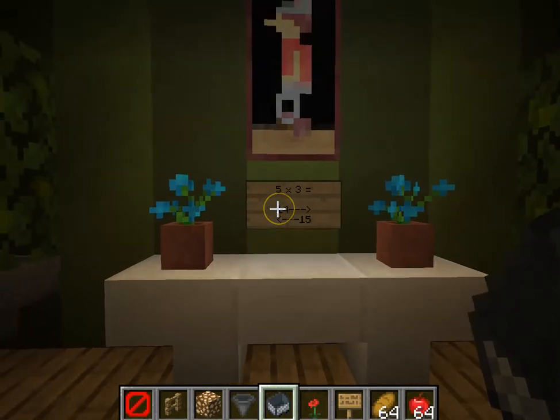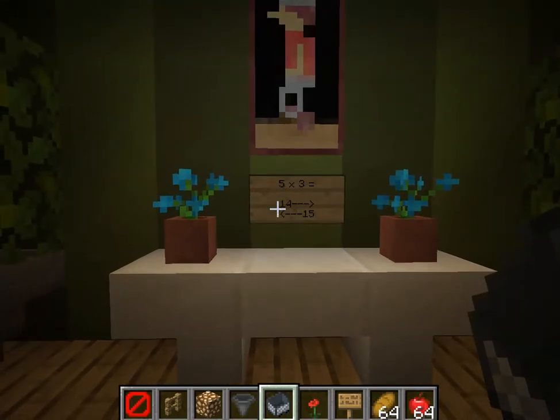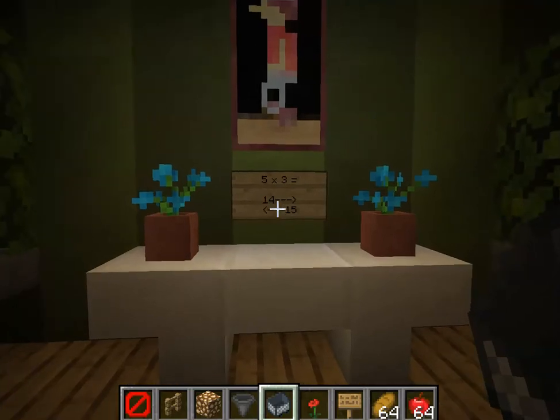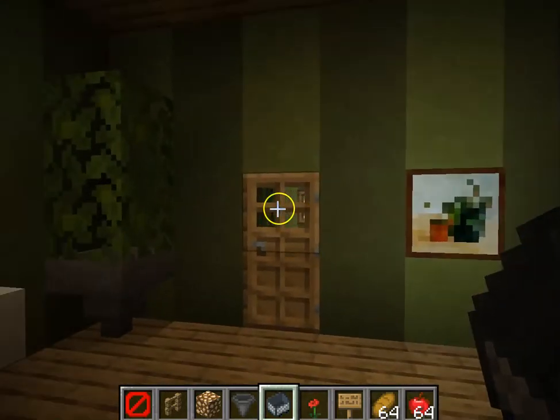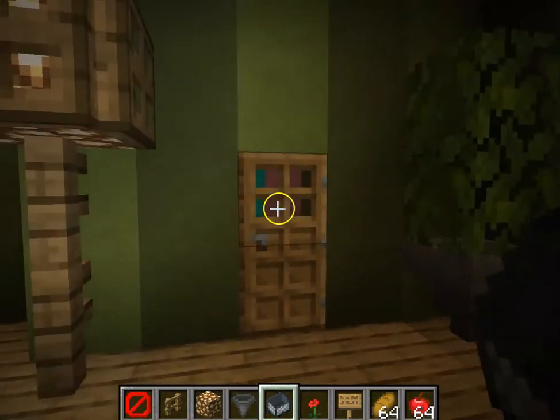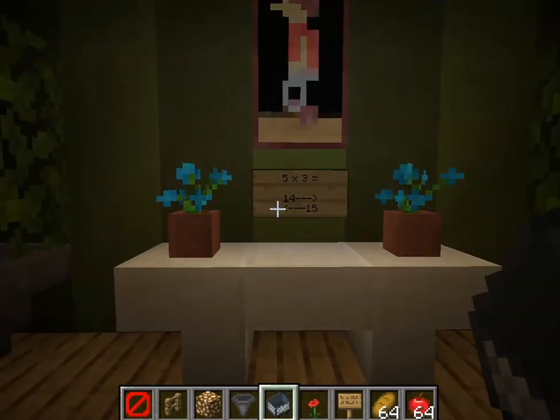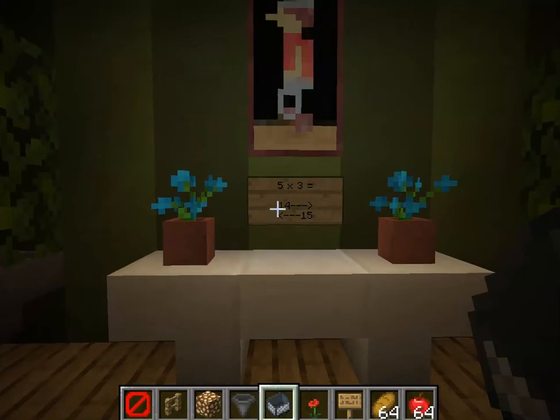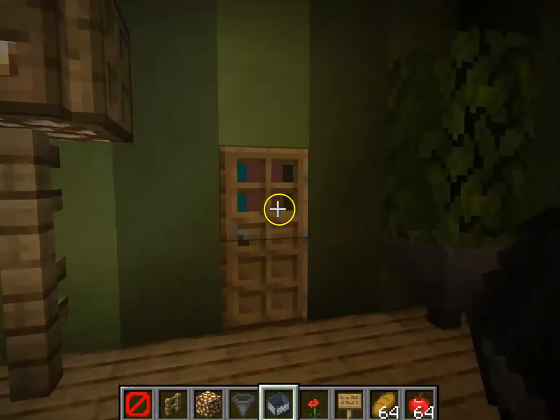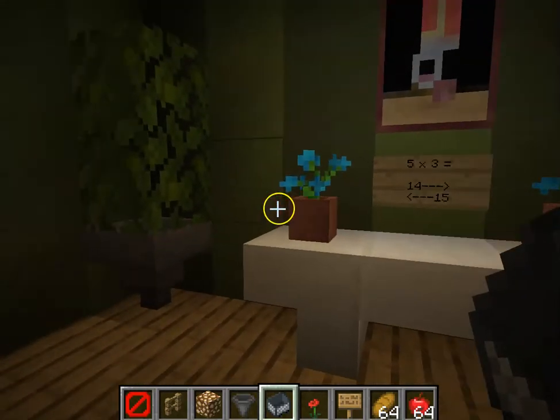5 times 3. 5 plus 5 plus 5. Does that make 14, or does that make 15? Well, we know 5 plus 5 is 10, plus another 5 is 15. We have to go that way.